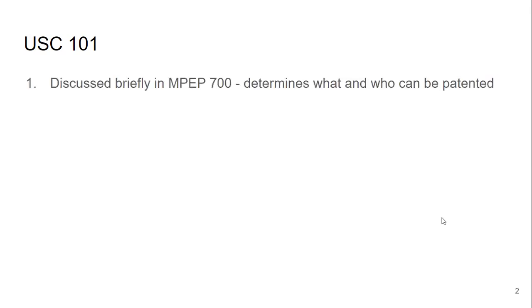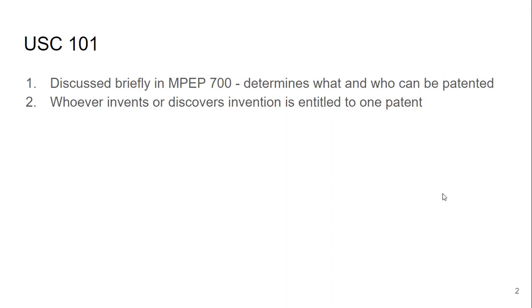So first off, starting out, we have the USC 101. This is going to be the first statute that is encountered within the MPEP 2100. We discussed it briefly in the MPEP 700, and basically it determines what and who can be patented. So whoever invents or discovers an invention is entitled to one patent. And this is the basis for double patenting being statutory.